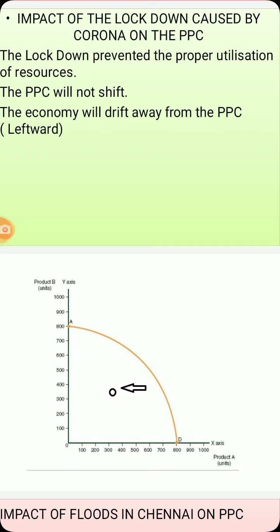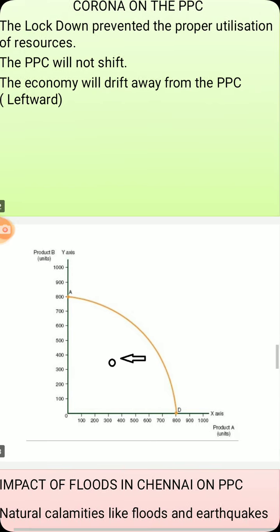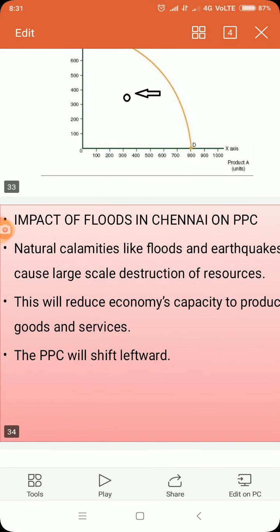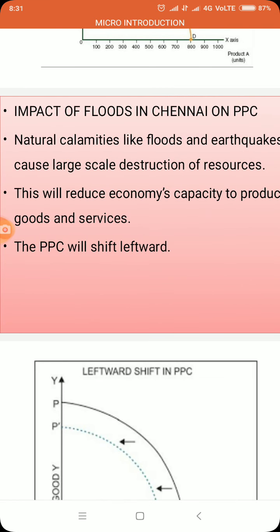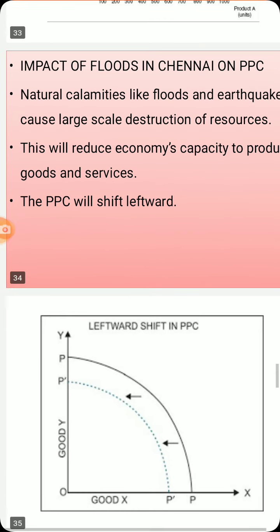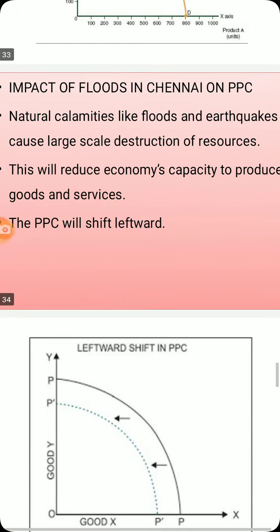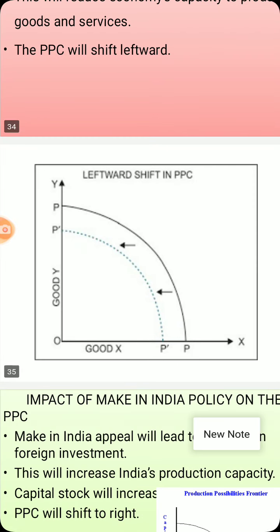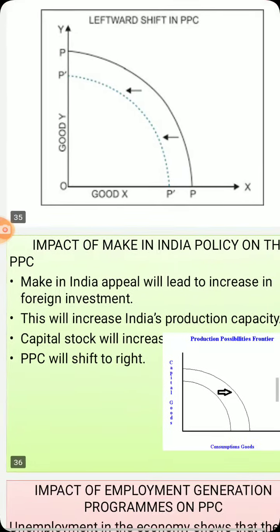The economy will drift away from the PPC. Why so? Because they are not able to earn anything. So that's why they are just moving towards the left. Clear? So you can read out this impact of floods in Chennai on PPC. You read out the causes, and afterwards you can have a look at the curve. What happened to the curve? It starts moving towards the left side.